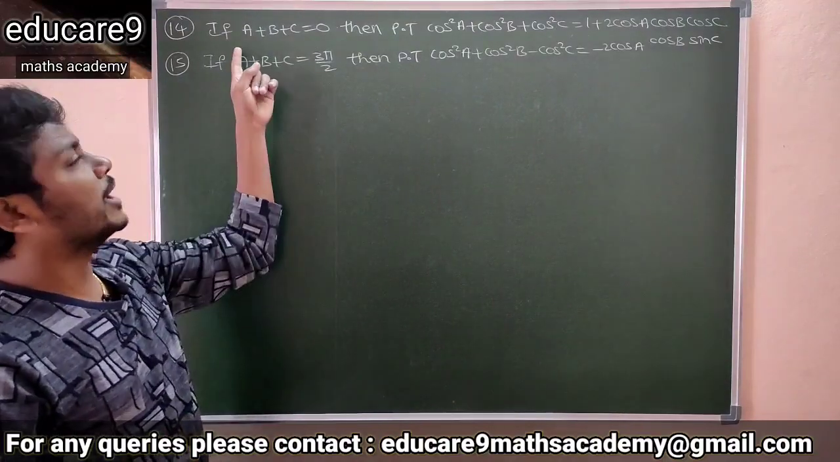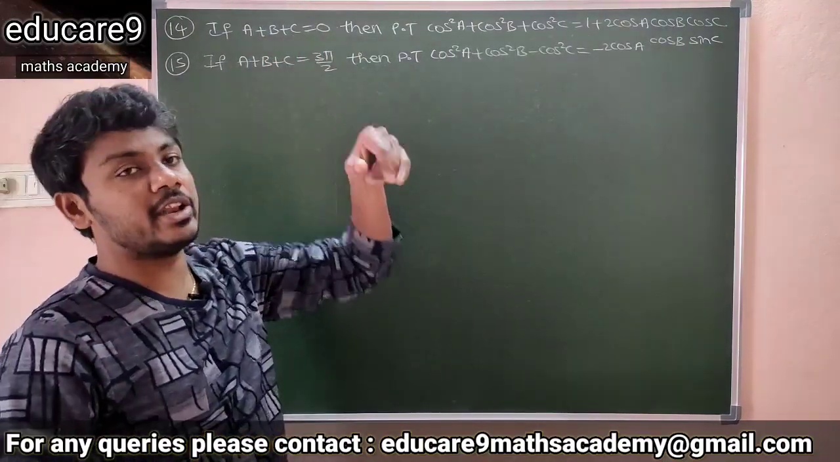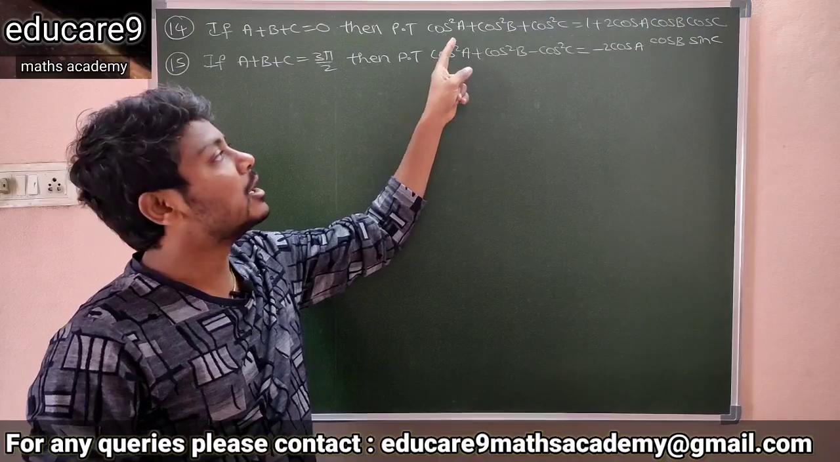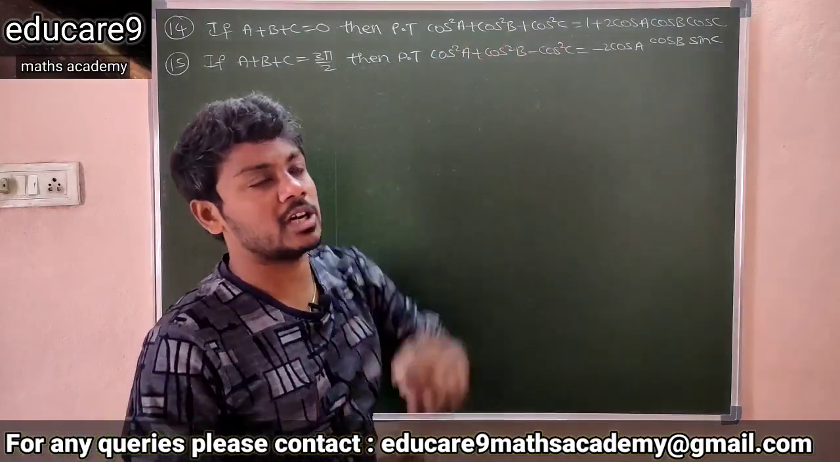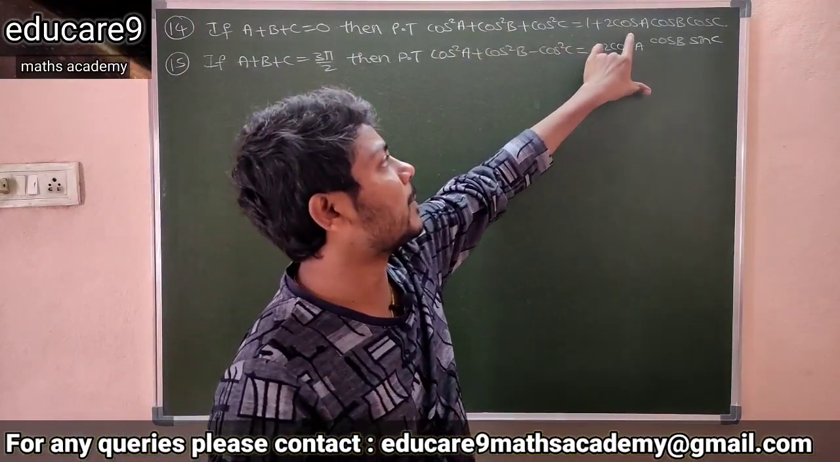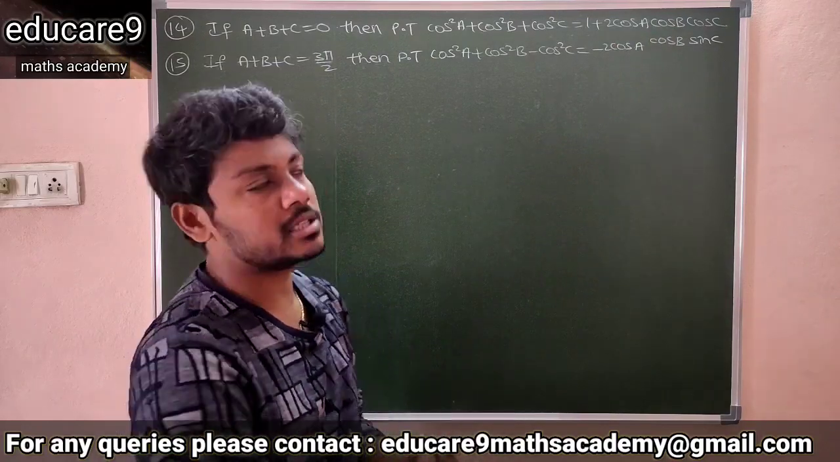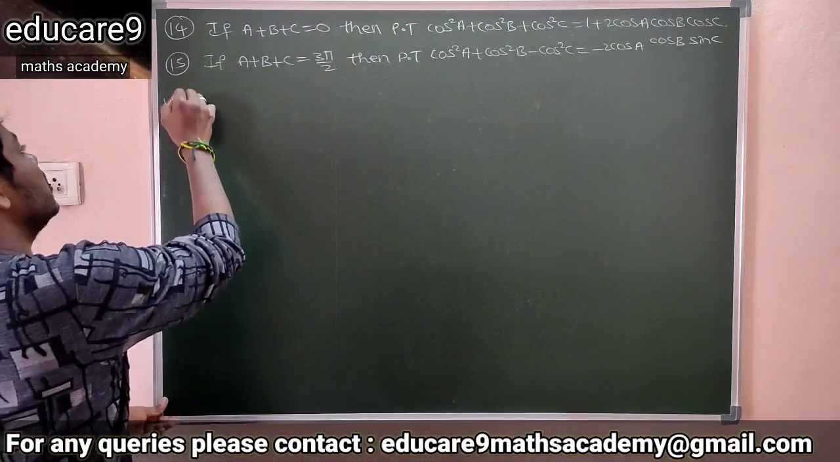So let's see the 14th one. A plus b plus c is 0 is given. Then prove that cos square a plus cos square b plus cos square c value is 1 plus 2 cos a cos b cos c. So see our 14th solution.